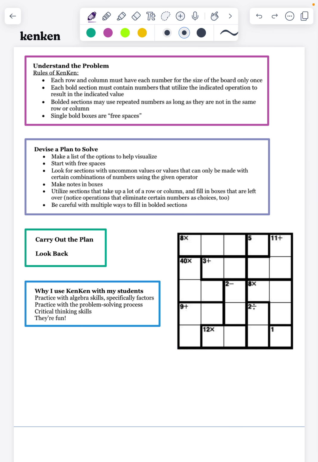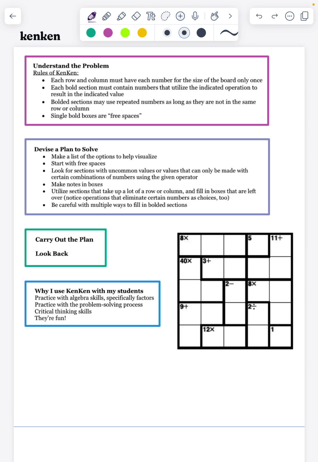For my problem, I am going to be solving a KenKen puzzle, also known as Math Doku. For those of you who don't know how these work, here are the rules so we can understand the problem. KenKen work very similar to Sudoku, but they involve math.